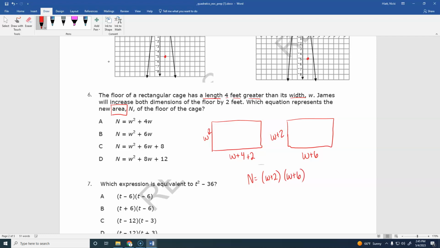That's not an option. What could we do to this to make it match one of those options? How do I multiply it? It's the opposite of factoring. We're distributing here. So W times W will be W squared. This will be plus 6W. This will be plus 2W. This will be plus 12. So W squared plus 8W plus 12. And that is D.